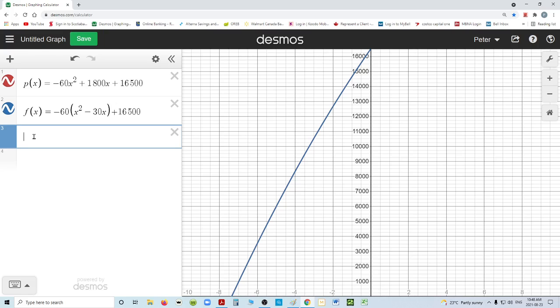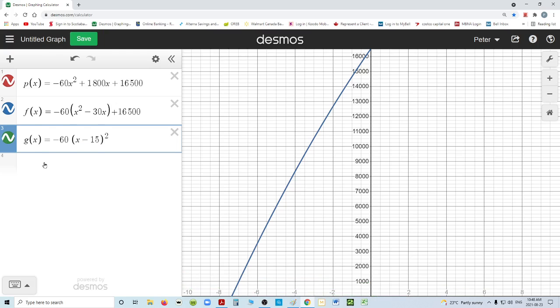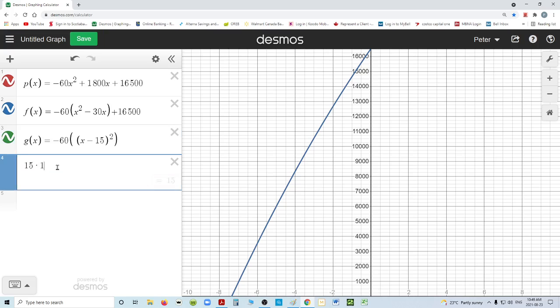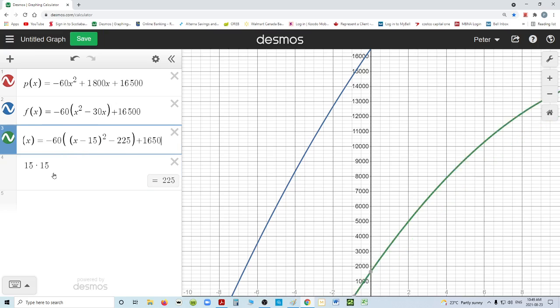So I'll make my g of x, just a new one in case I mess it up, equal to minus 60. So I'm going to do half of that, minus 15, and I know that's going to be squared. And I also know that I'm going to produce an extra number in there that I don't want, which is going to be the x squared. What's 15 times 15? It's 225. So that means I'm going to have another number in there that I don't want. It's the 225, so I have to subtract the 225, and then I can't forget this thing out there. So you can see that all these are the same.